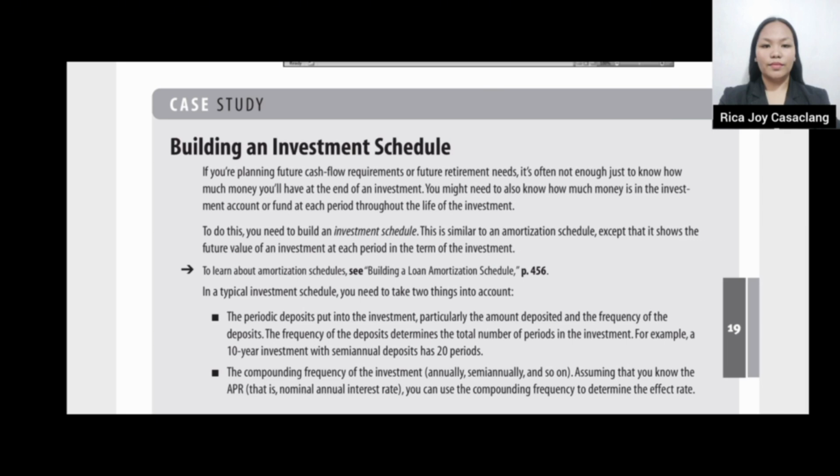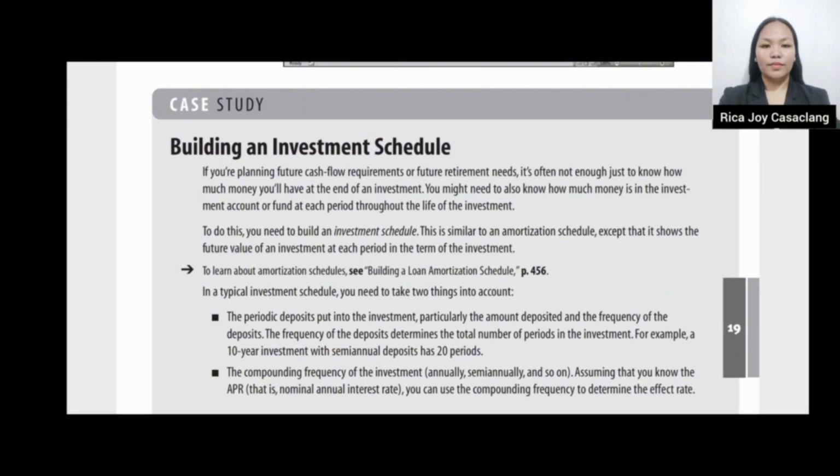Example, the periodic deposits. Periodic deposits are the regular contributions to the investment. The frequency of these deposits can be monthly, quarterly, semi-annually, or annually. Determine the total number of periods in the investment. For example, if an investment lasts 10 years and deposits are made semi-annually, there will be 20 periods, 10 years times 2 deposits per year.